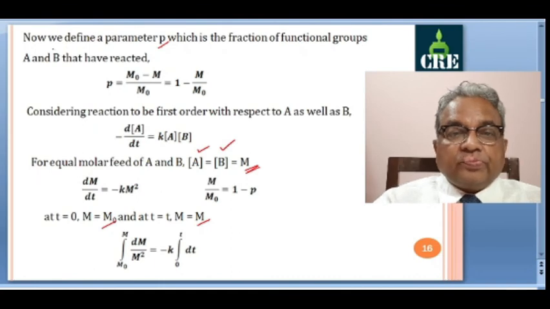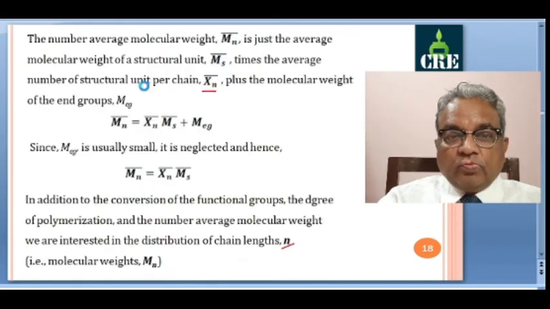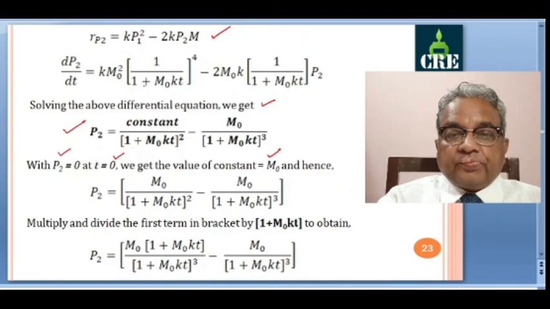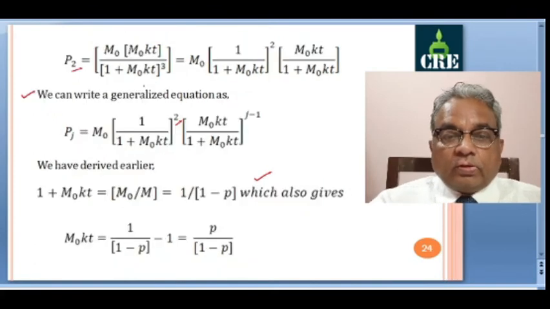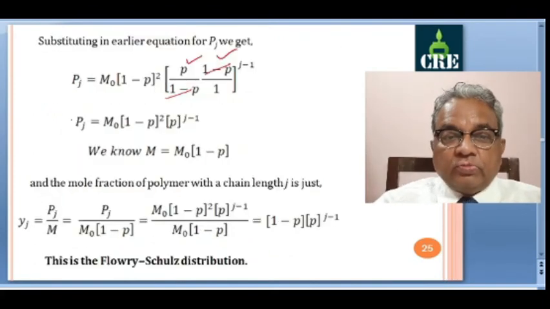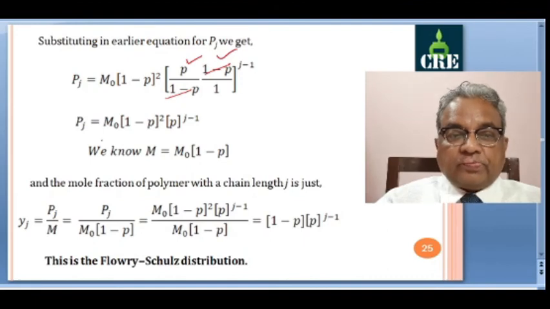You can see parameter p, which is the fraction of functional groups A and B reacted. P is equal to M0 minus M by M0. So we have substituted in terms of P. So M is equal to M0 into 1 minus P, we know, or M by M0 is 1 minus P, that we have seen earlier.